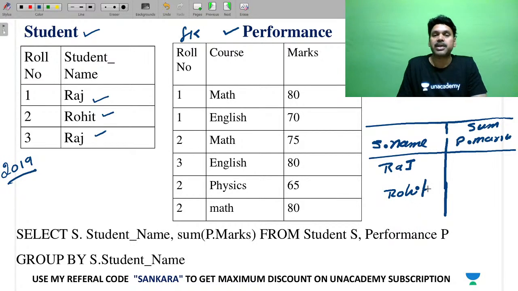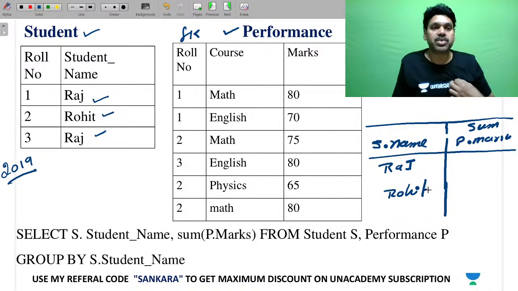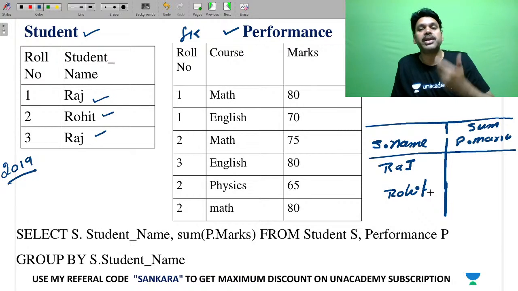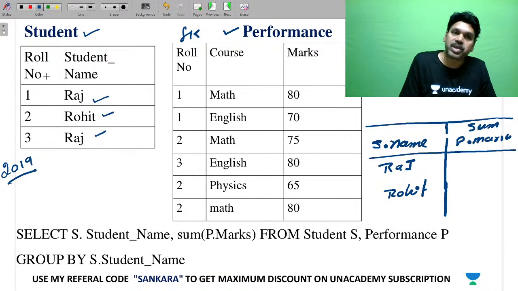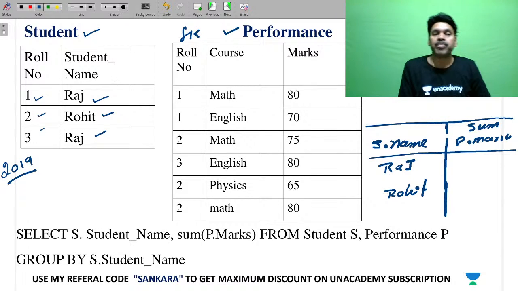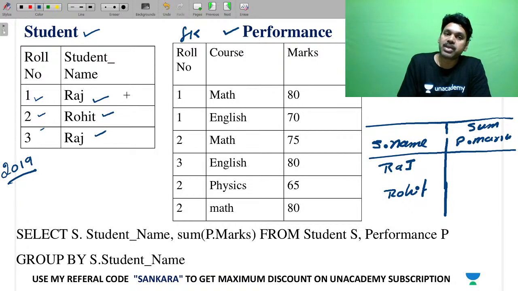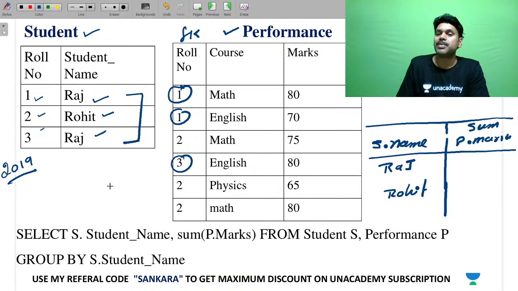Naturally, people make the mistake here. We think that student dot student name means three clusters, so we write three clusters. If it were student dot roll number, it would be three clusters because one, two, three are all different. With student dot student name there are two clusters because Raj and Raj can be combined. Raj is rows 1 and 3, so you combine 1 and 3 together, and Rohit is separated. Observe: sum of P dot marks from student S comma performance P.